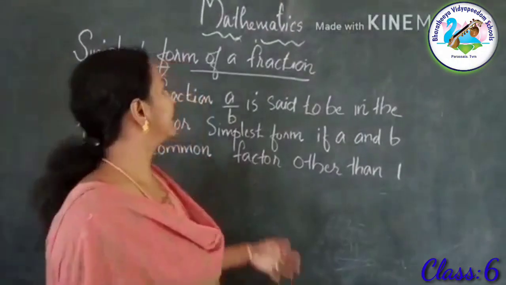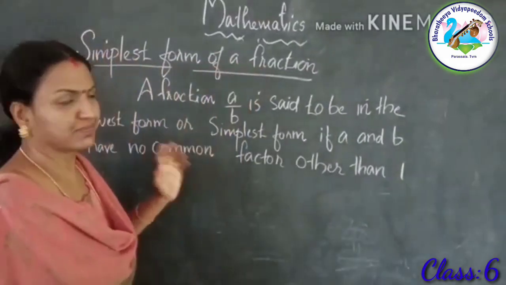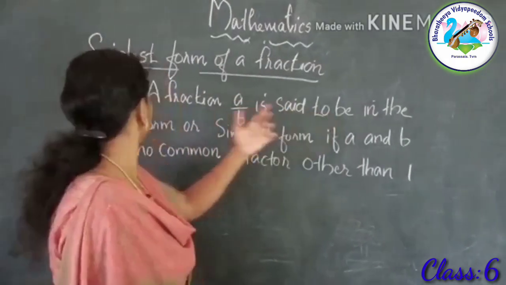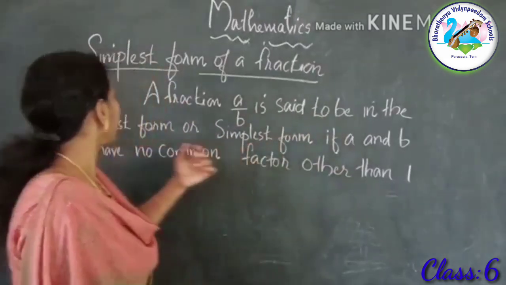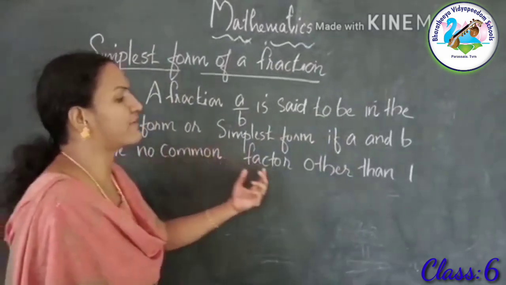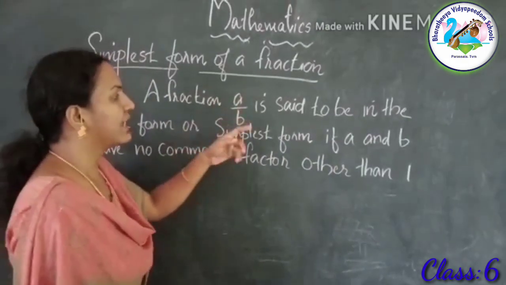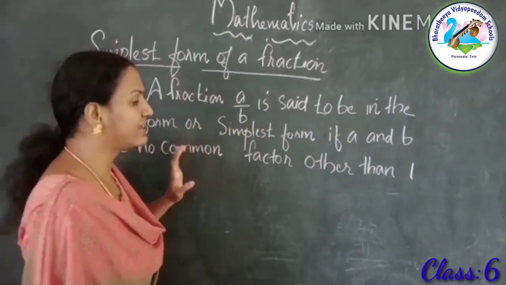Next, we shall discuss the definition of simplest form. Simplest form of a fraction. A fraction a by b is said to be in the lowest term or simplest form if a and b have no common factor other than 1. The condition is, for a by b, a and b have no common factor other than 1.